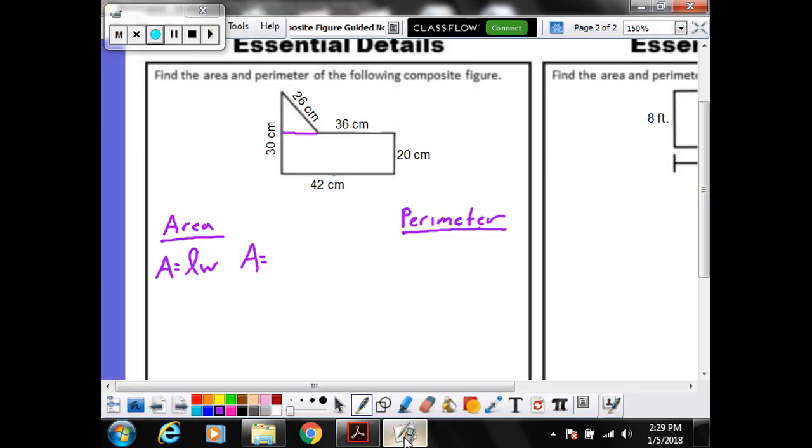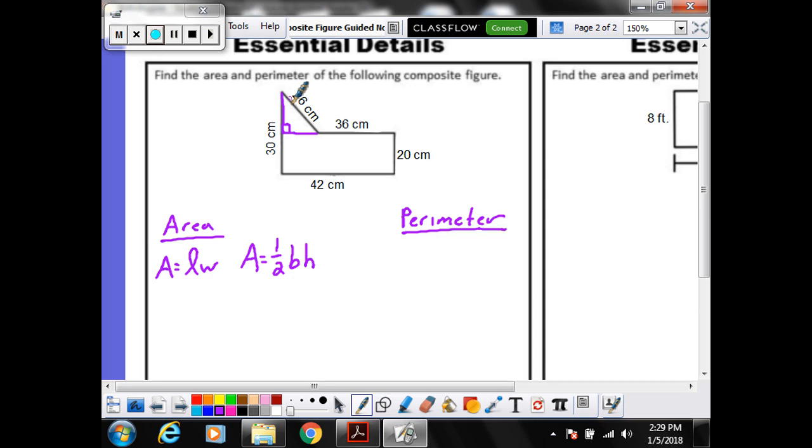So if I look back at this shape, our right angle is right here. So I need to know these 2 lengths in purple in order to find the area of my triangle, right? What we have here is the hypotenuse, and I can't use that with my area.